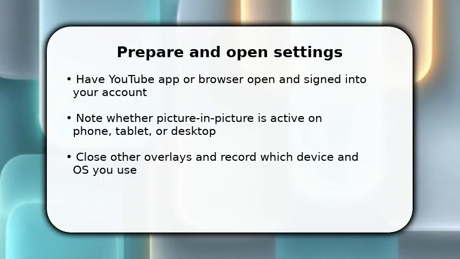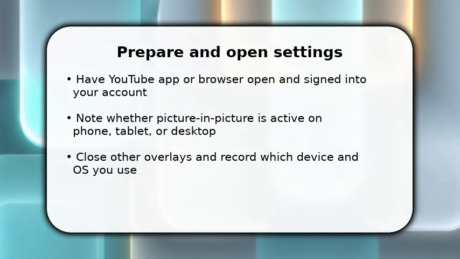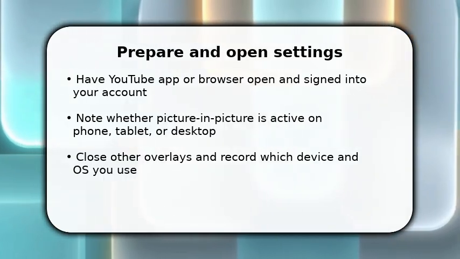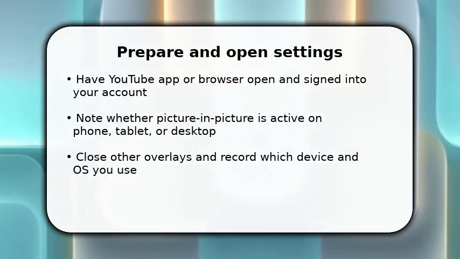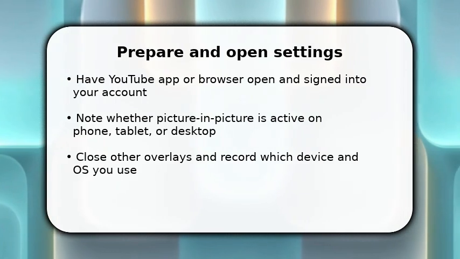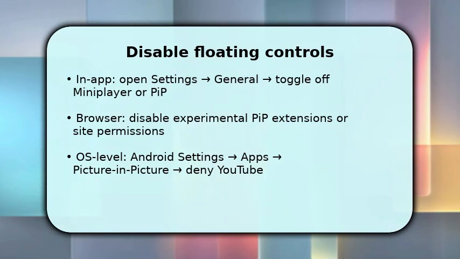You should also check app permissions if on Android or Mac, because system-level Picture-in-Picture can override app settings. Now move to the player controls and the app or browser settings to turn it off. Next, you disable the feature.